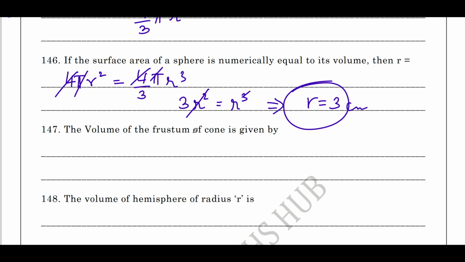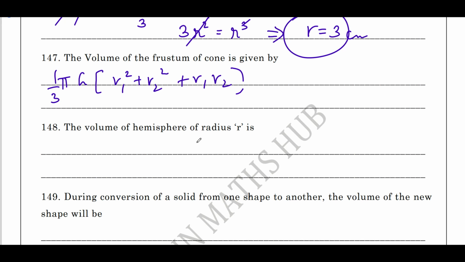Volume of frustum of cone. Volume of frustum of cone is given by the formula 1 by 3 pi h, r1 square plus r2 square plus r1 into r2. The volume of frustum of cone is given by what? 1 by 3 pi h, r1 square plus r2 square plus r1 into r2. Volume of hemisphere of radius r. Volume of hemisphere is given by the formula 2 by 3 pi r cube.